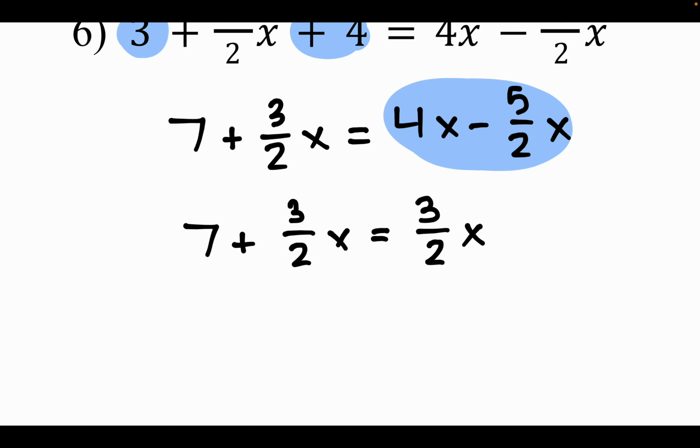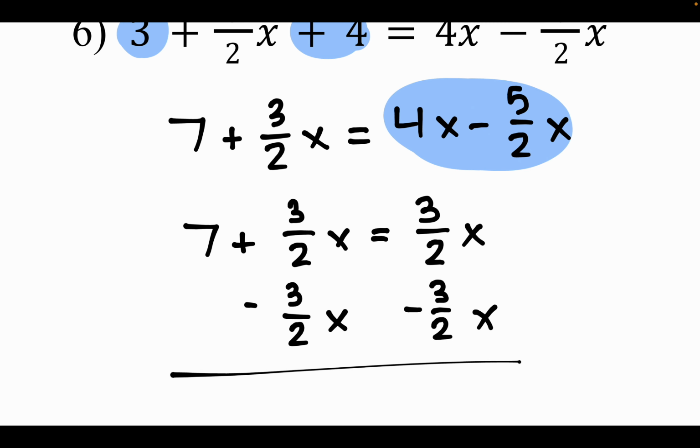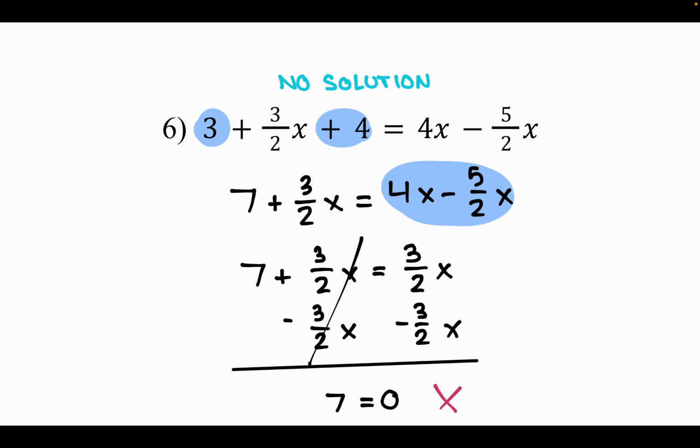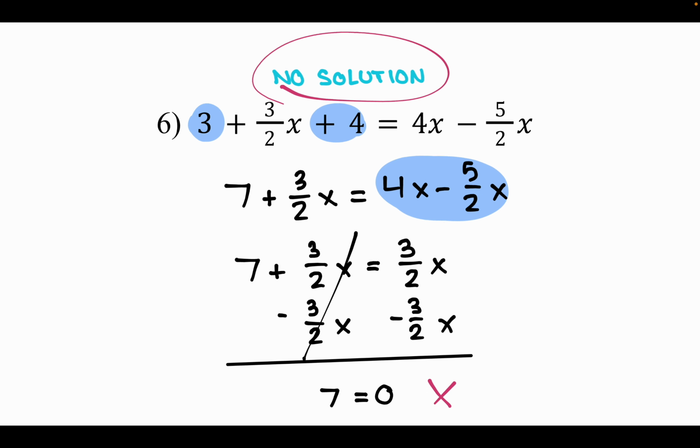Now when I get x by itself, which would be subtracting the 3 over 2x from both sides, these cancel, and I'm actually just left with 7 equals 0. So then you would ask yourself, is that true? Does 7 equal 0? It does not. So this is where your answer would be that you have no solutions to this problem.